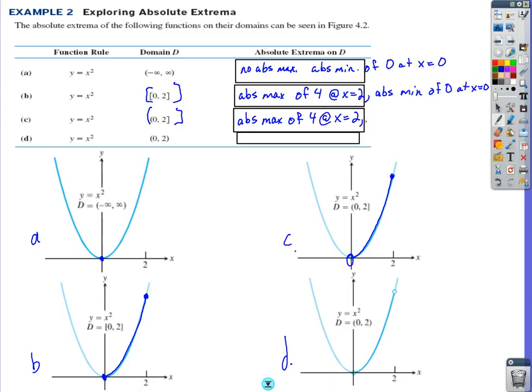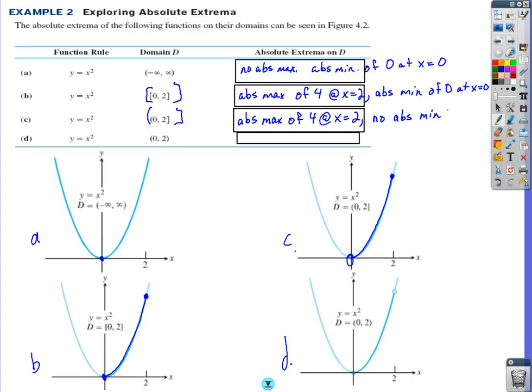But what about my absolute minimum? I'm getting really, really close here. Here I am, getting close, getting close, getting close. Will I ever get to that point? No. I'm never going to get to that minimum value. If I'm stuck there at 0.0001, I can always get a little bit lower. So there's no absolute minimum. No absolute minimum.